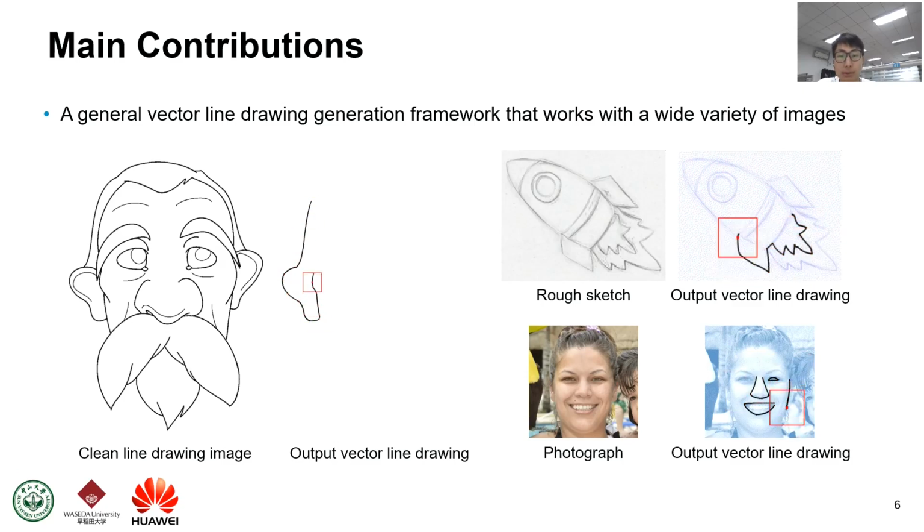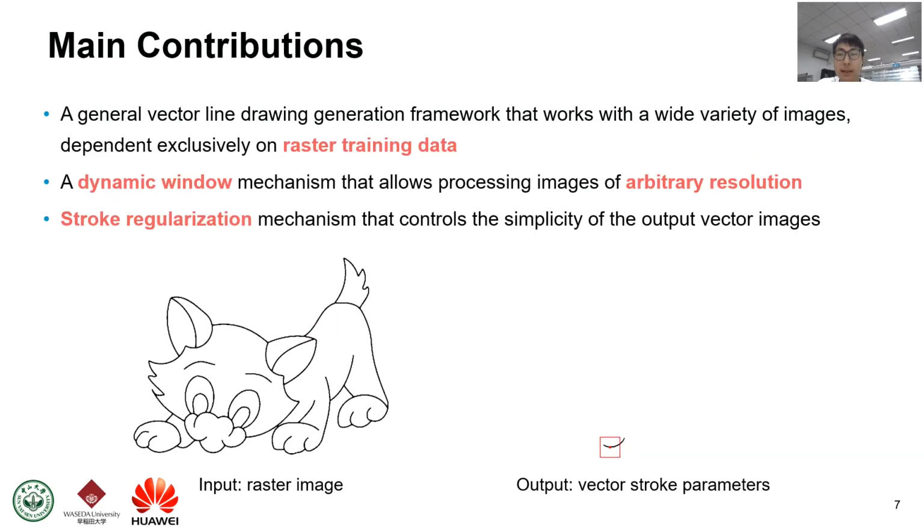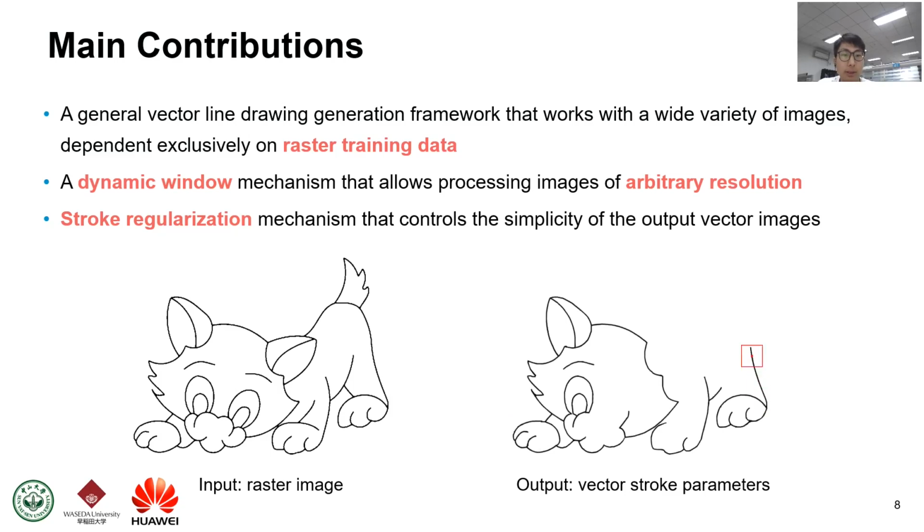We propose a general framework for vector line drawing generation. The framework works with a wide variety of images, such as clean line drawings, rough sketches, and photographs. Our framework learns to produce vector line art without requiring vector data for training. In order to process images of arbitrary resolution, we propose a dynamic window mechanism. We also introduce a stroke regularization mechanism to control the simplicity of the output vector images.